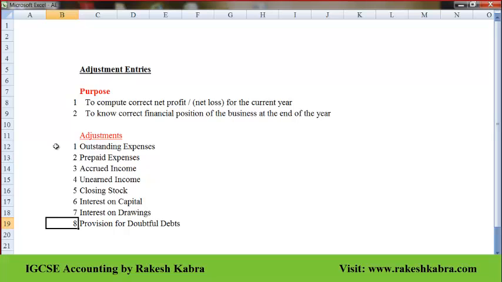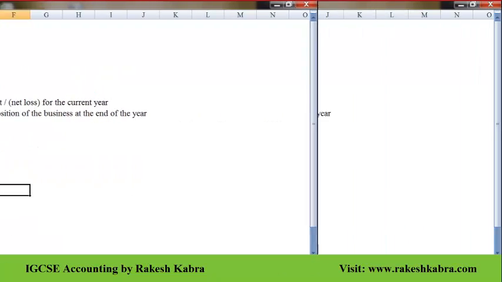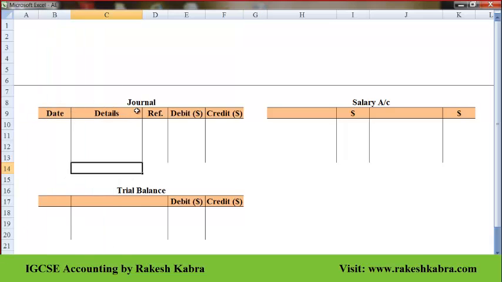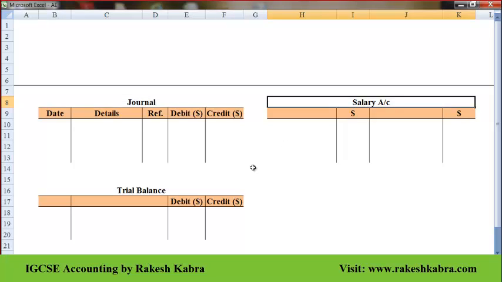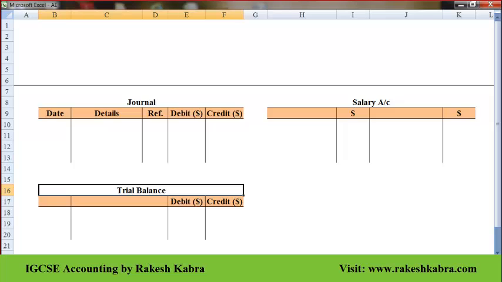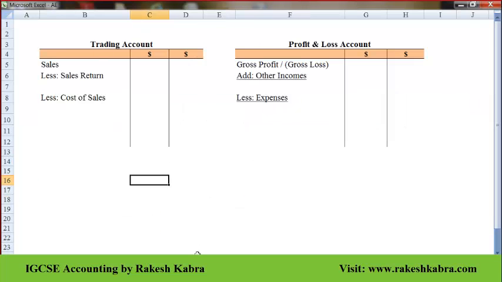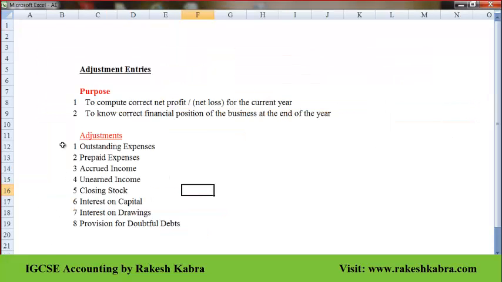Today I am going to explain adjustment for outstanding expenses and prepaid expenses. Today we will cover these two adjustments. So see, here we have the journal, and one account I have opened in the ledger, salary, and here we have the trial balance, then the income statement, and then the balance sheet. First I am going to discuss outstanding expenses.